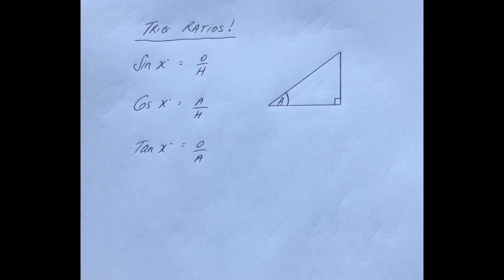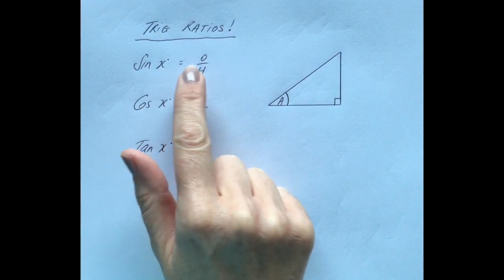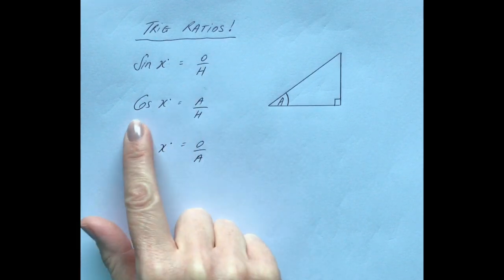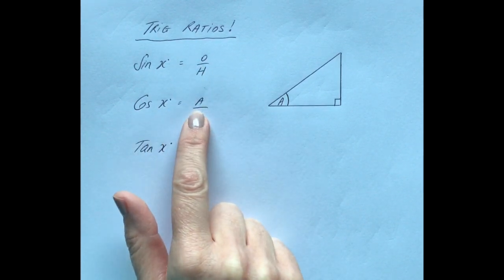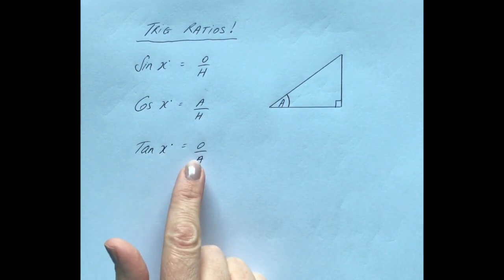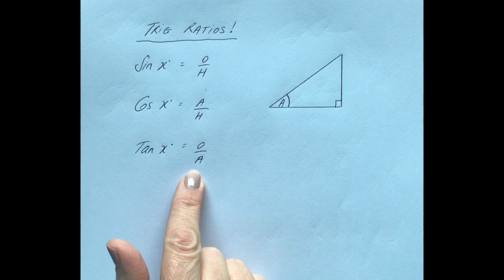Okay, so this video is a revision video on the trig ratios. Here they are. This says that sine of the angle is equal to the opposite side divided by the hypotenuse. Cos of the angle is equal to the adjacent side divided by the hypotenuse. And tan of the angle is equal to the opposite side divided by the adjacent.